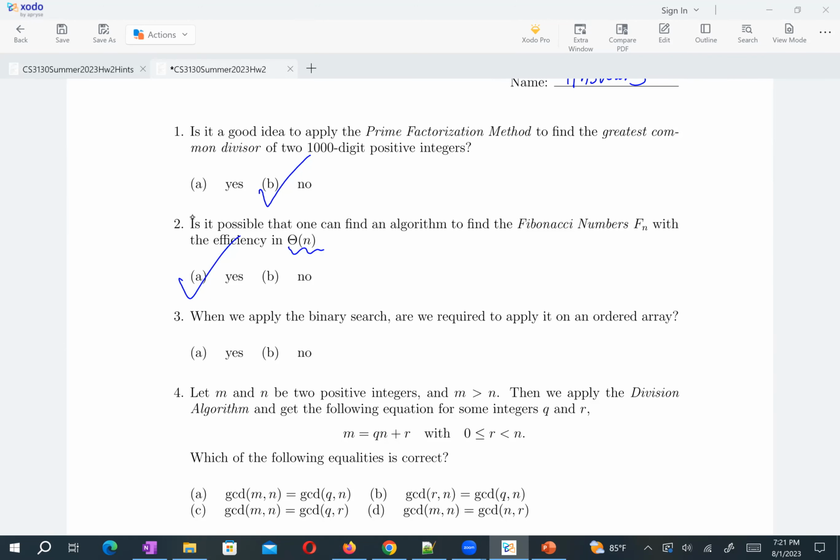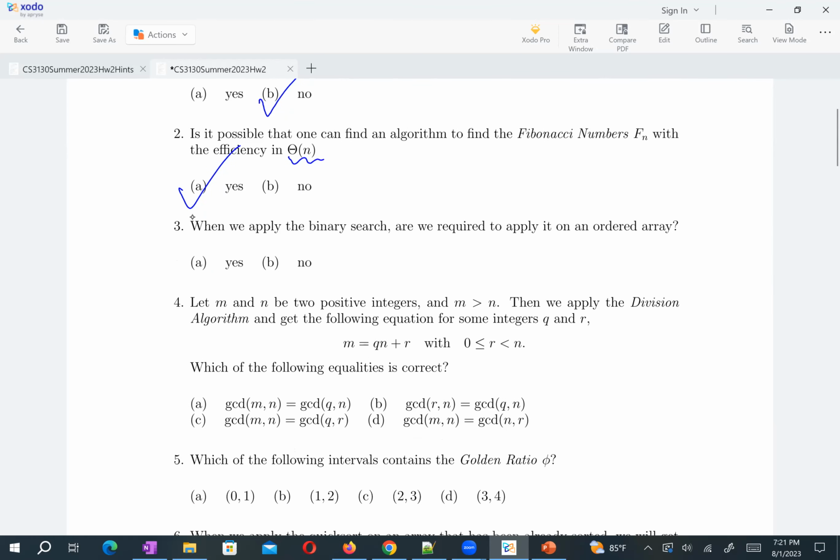Some students may not feel comfortable with the asymptotic notation. You need to get used to it. For this algorithm class, one important thing you learn is asymptotic notations, so we cannot avoid that.